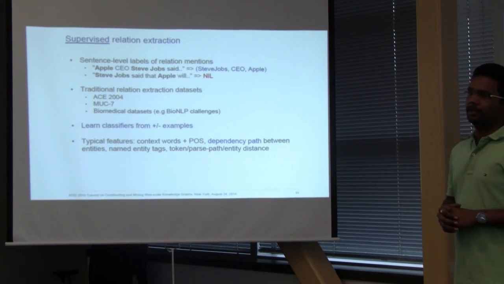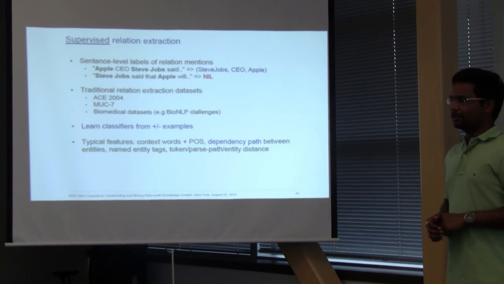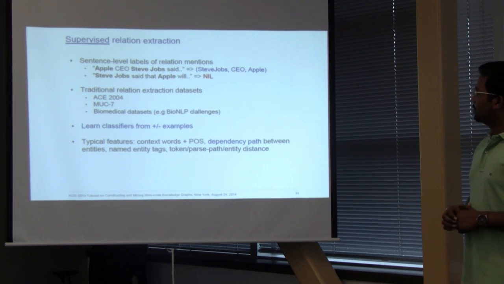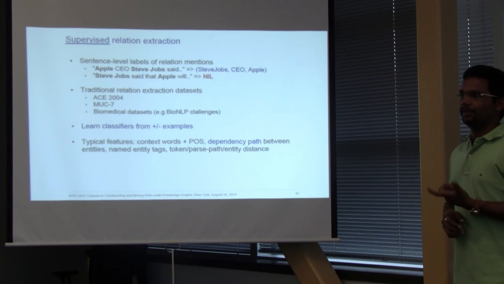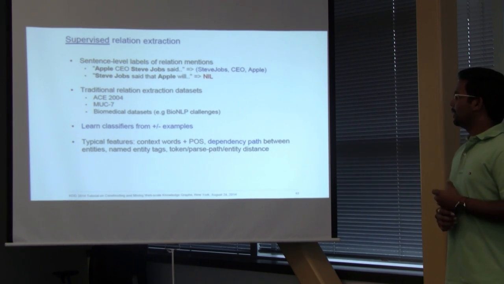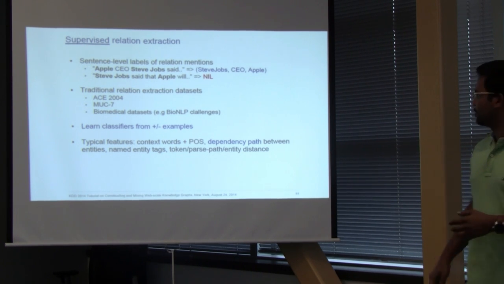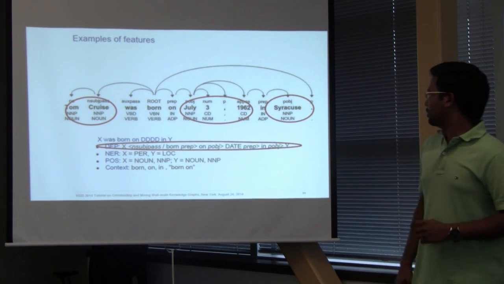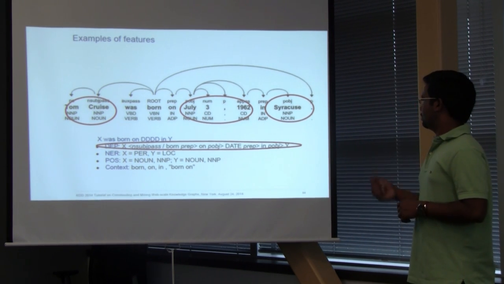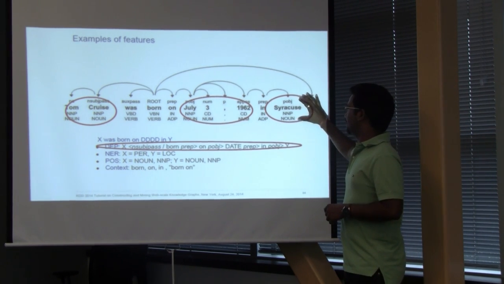There are three types of algorithms called supervised, unsupervised, and semi-supervised. In supervised approaches, we can find the parts of speech from the sentences. We will tag the parts of speech of the sentence and train the algorithms to find what are the entities and what are the relationships. I will show you an example. So Tom Cruise was born on July 3rd, 1962 in Syracuse. This is the sentence, and these are the part of speech tagging and the relationships among them.